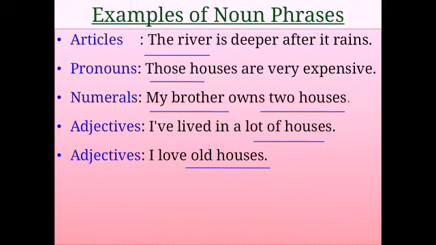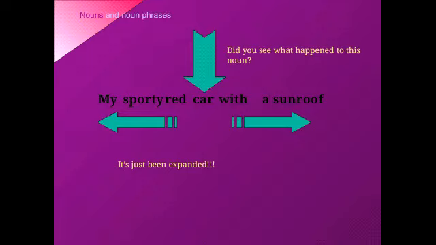Next one is, I love old houses. How will you frame the question? What do I love, or what kind of houses do I love? The answer would be old houses, and that is the noun phrase in that sentence. I hope you got the idea. To make it more clear, I'll give you more examples.